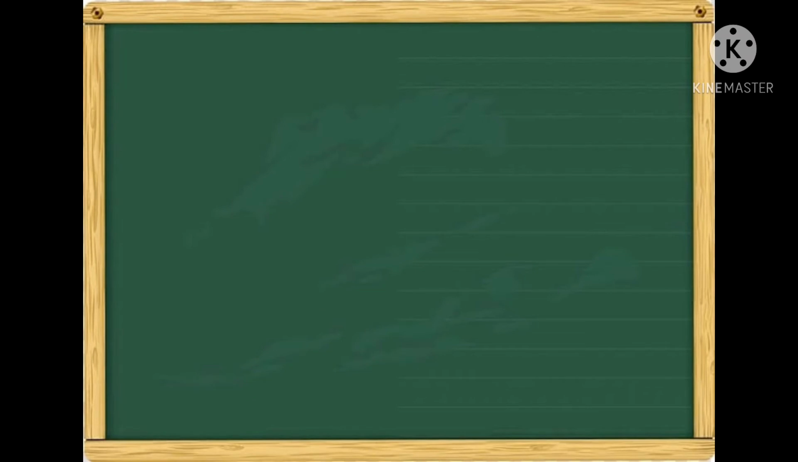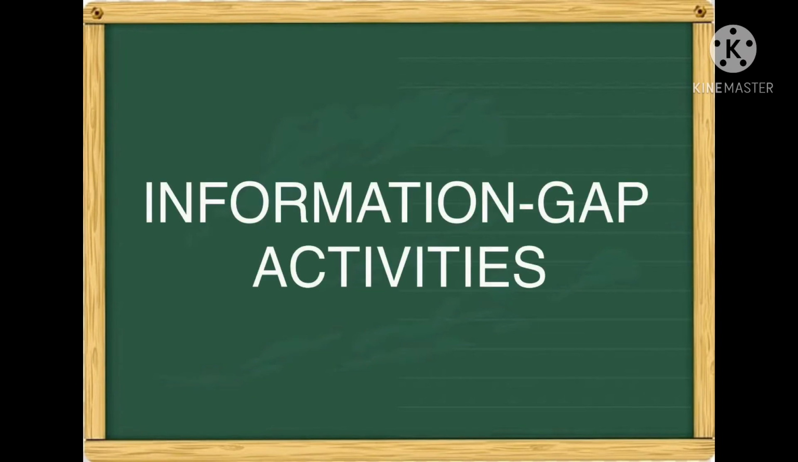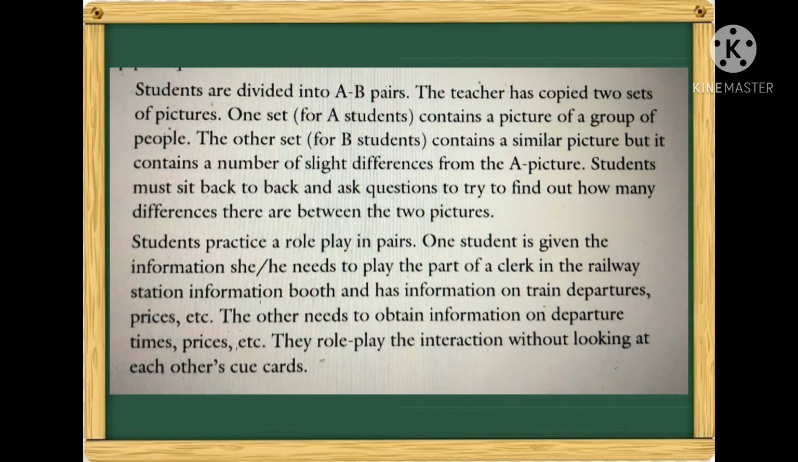We have here the information gap activities. This refers to the fact that in real communication, people normally communicate in order to get information they do not possess. This is known as an information gap. These are the following exercises that make use of the information gap principle. Take a look at this.